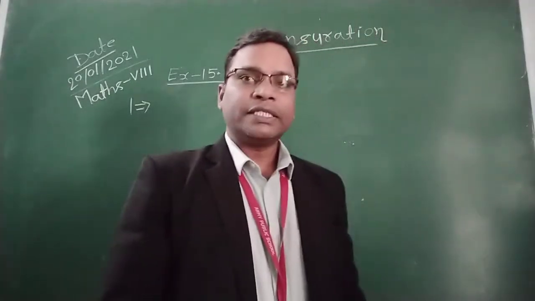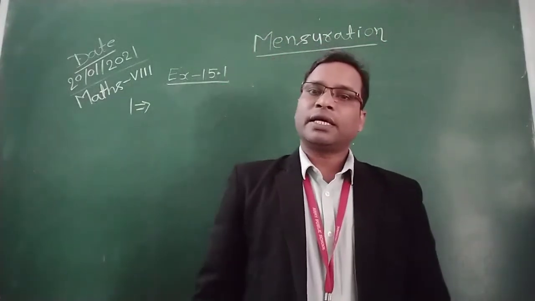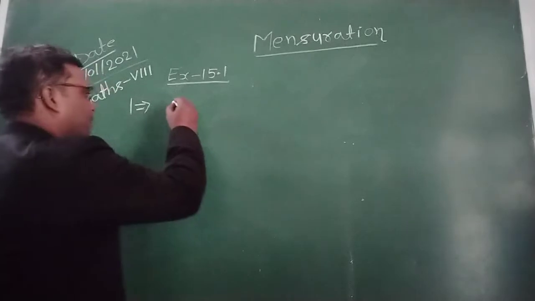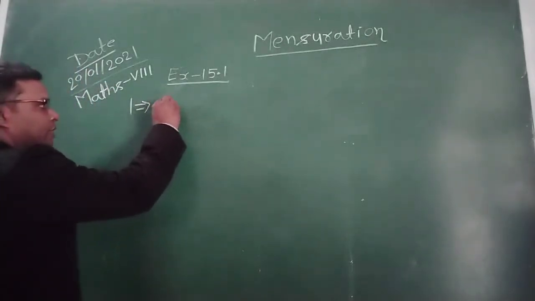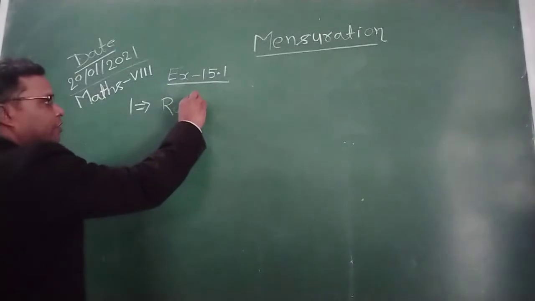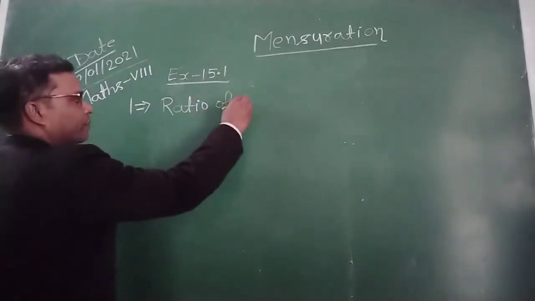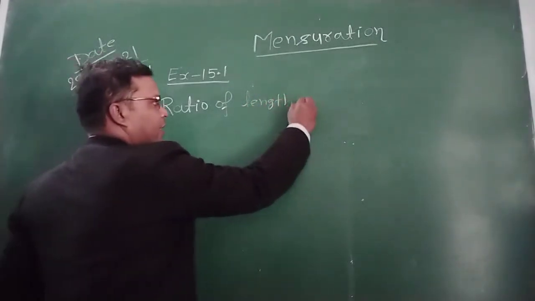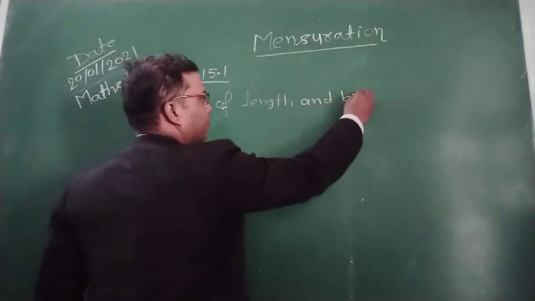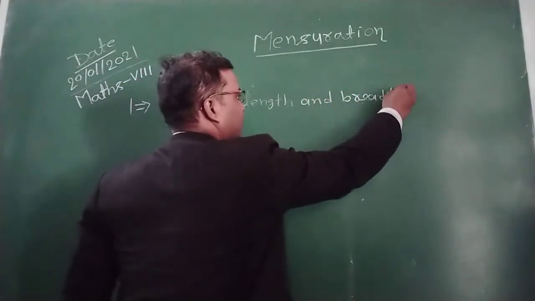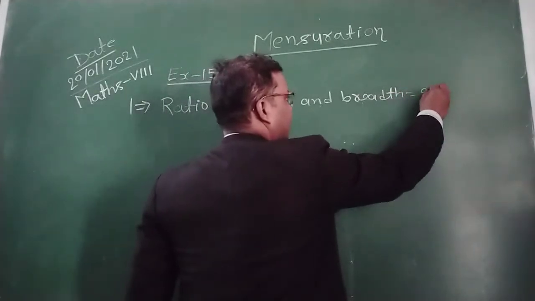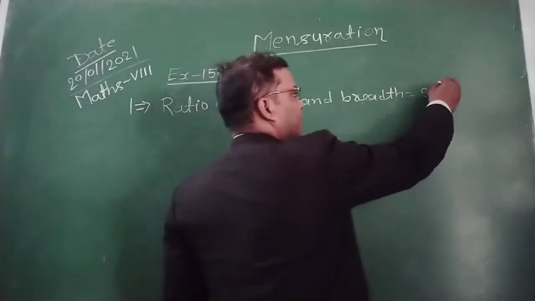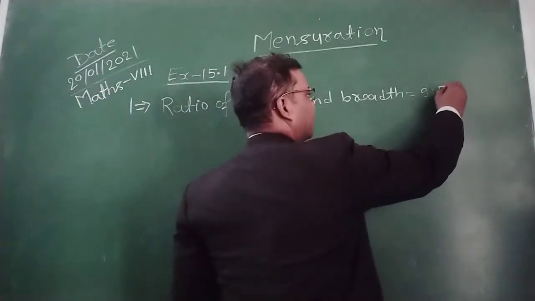So what is given here? The ratio of length and breadth is given, 9:5. So here you write: ratio of length and breadth is equal to 9:5. This is given.